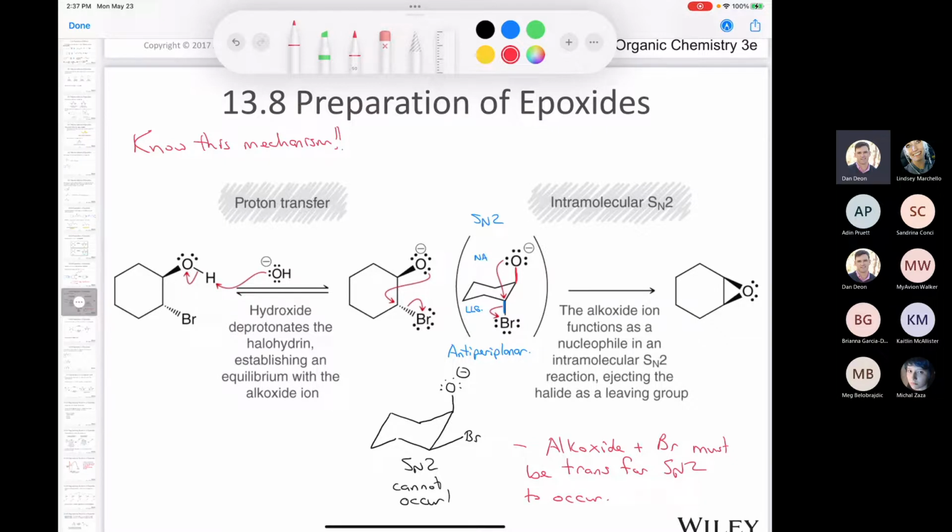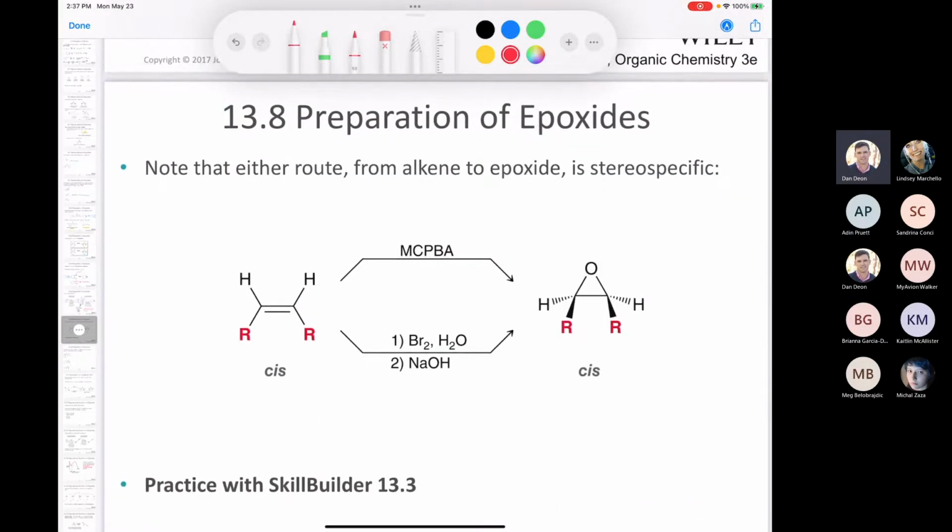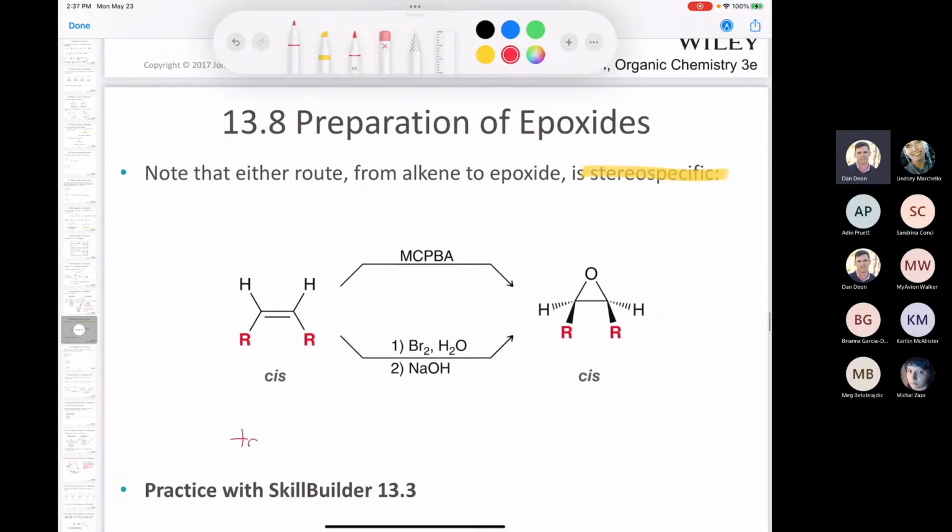Cool. So now we've got two ways to make an epoxide. Let's review. We can either use MCPBA or we can use halohydrin formation followed by treatment with sodium hydroxide. And what's cool is that no matter which one of these reactions you pick, they're both stereospecific. If you start with cis, you get cis. If you start with trans and you do either of those, you end up with trans. Doesn't matter. It is stereospecific.